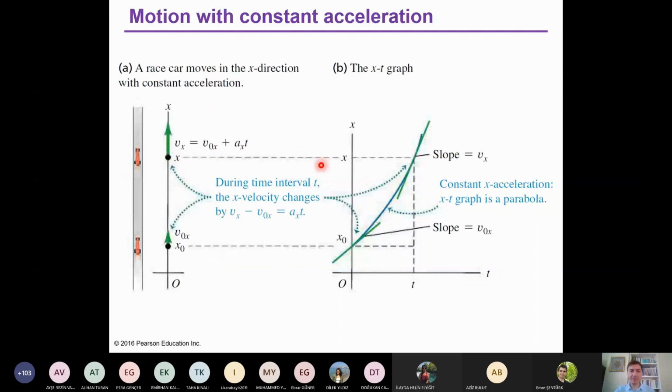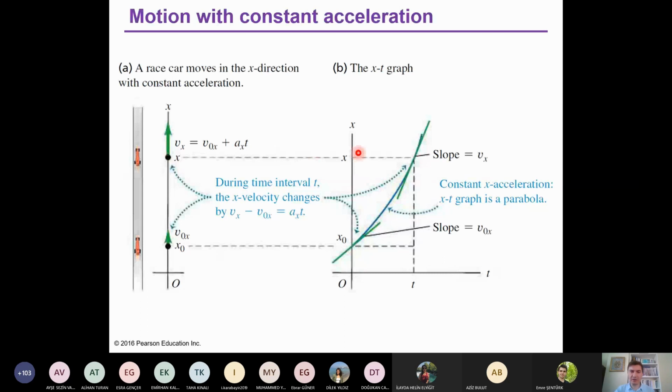Here we have another graph. This is the x-axis again, and this is the time axis. This is the time is 0, this is the time is t. And here the position is x0, and here the position is x. So what we know, xt graph gives us velocity, right? We have discussed during the last lecture.